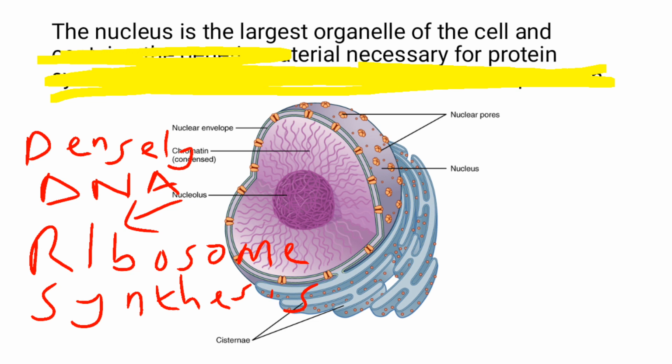Chromatin inside the nucleus is organized in two ways. It can be dense chromatin or loose chromatin. Dense chromatin is called heterochromatin, and loose chromatin is called euchromatin.